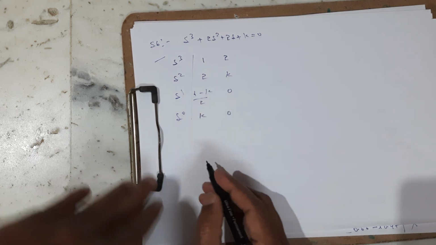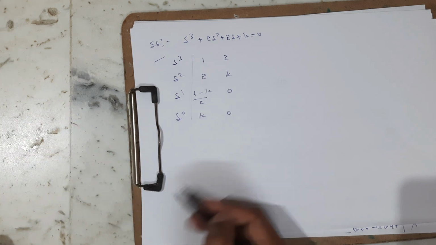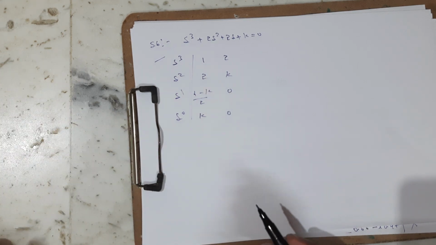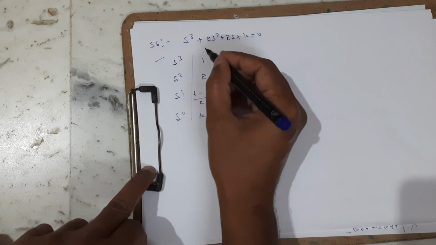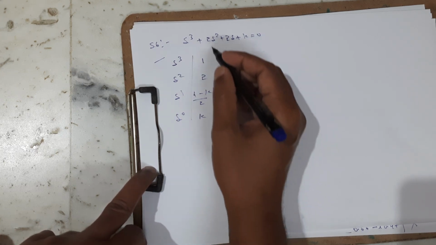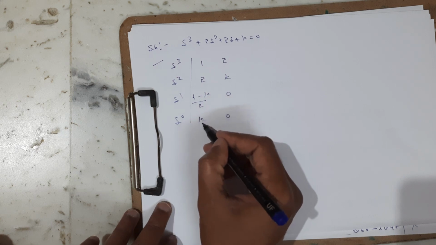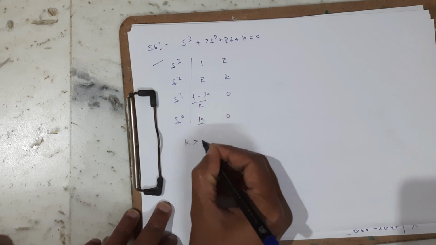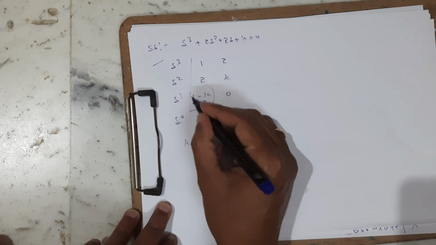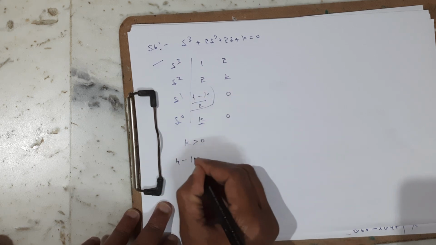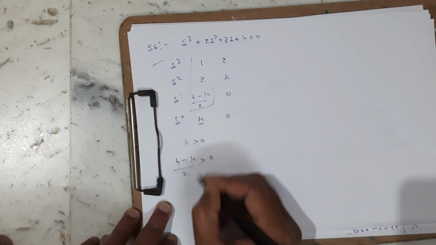Okay, so to find out what is the value of k? For the system to be stable, the first column of the array must be positive. So k must be greater than 0, right? So I need to find out another value of k, that is (4 minus k) divided by 2 also must be greater than 0.